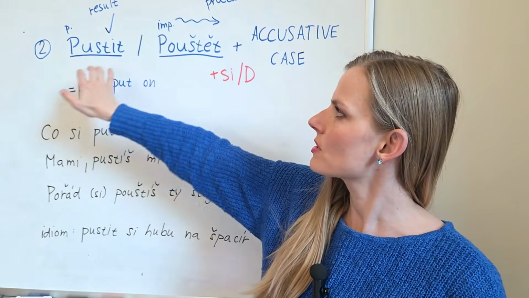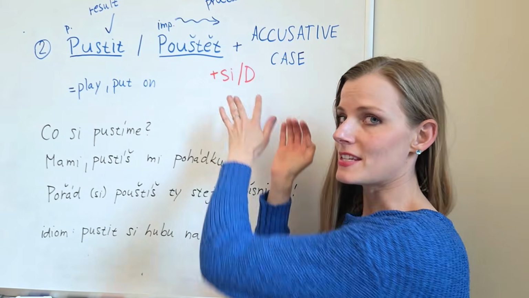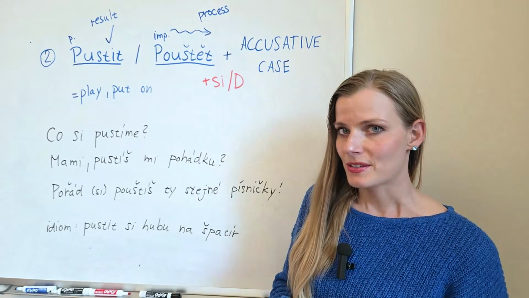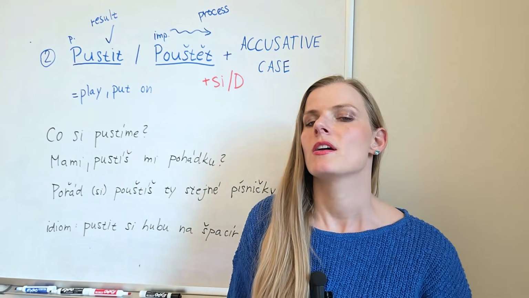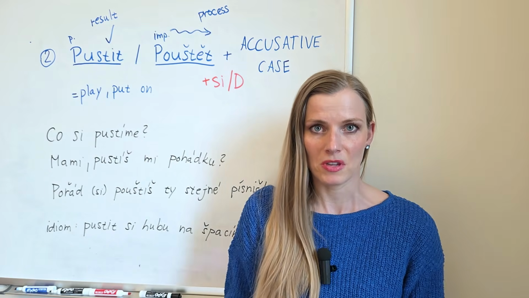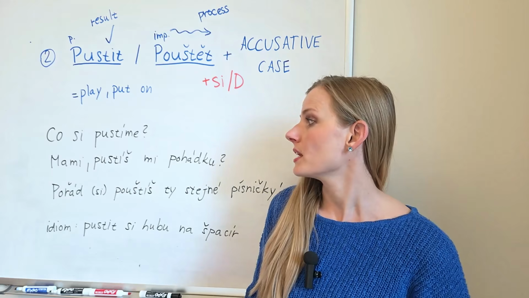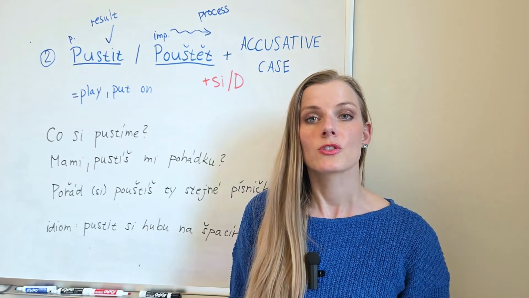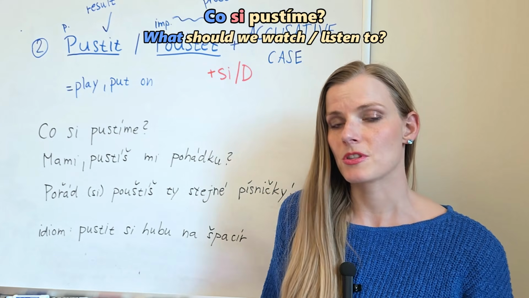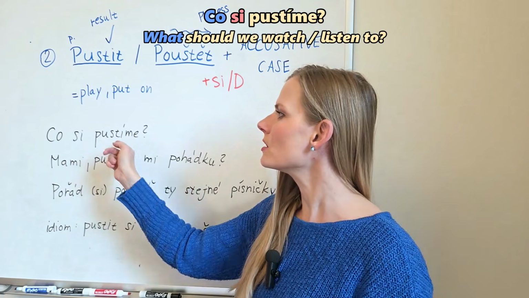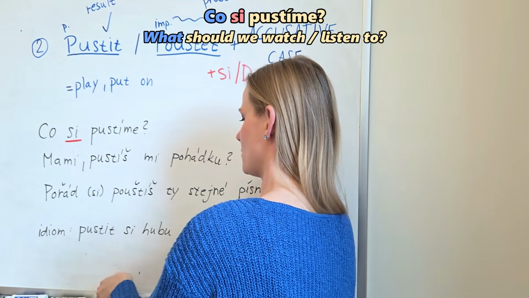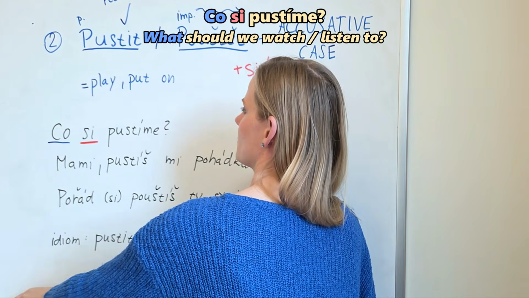Now let's see this phrase with pustit or pouštět plus dative case or sometimes si, which is also in the dative case, and the accusative case. Co si pustíme? Co si pustíme is a really useful phrase and it could be confusing if you don't know what pustit means here. Generally, it would refer to playing a movie or music. So it can mean, what should we watch? What should we listen to? Co si pustíme? Literally, it means what will we put on for ourselves. That's why the si is here. So si means for ourselves. Co is the accusative case here.